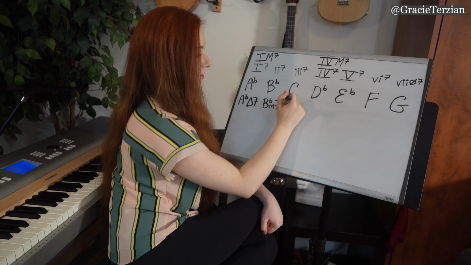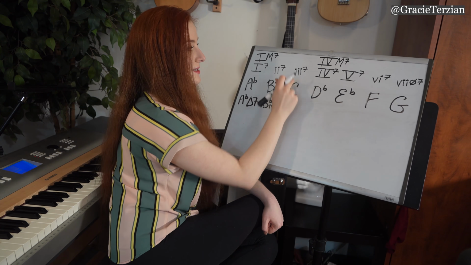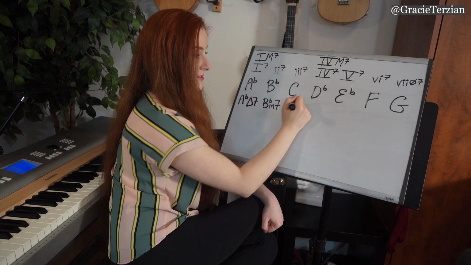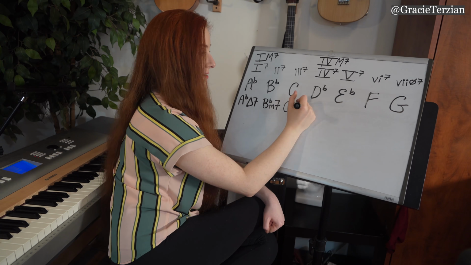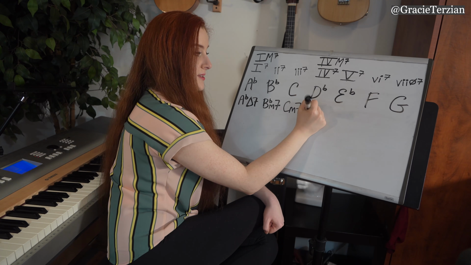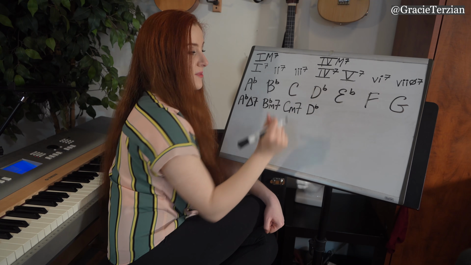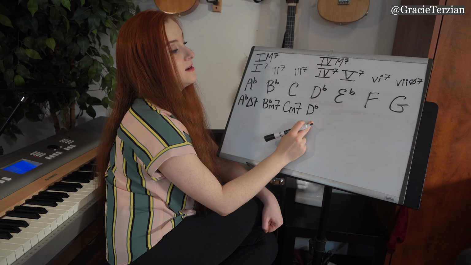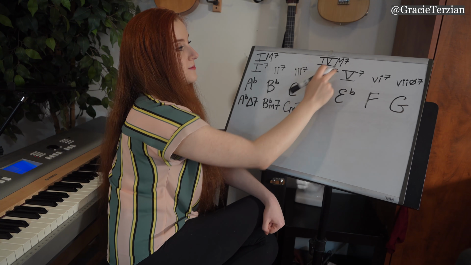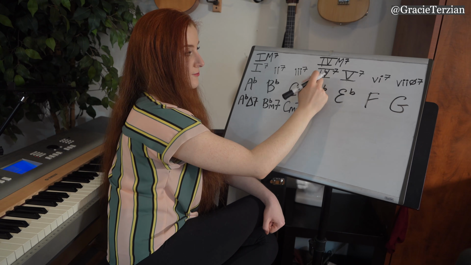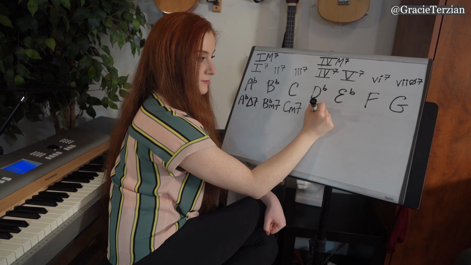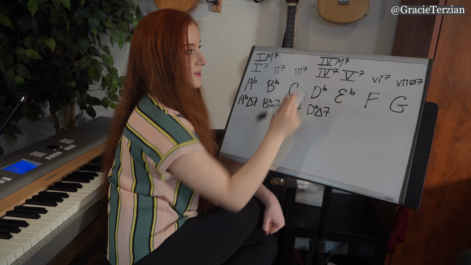Okay, what about the third chord? We know it's going to be C something. C, it's a lowercase 3, so it's going to be C minor, right? C minor 7. The fourth chord is going to be, we know it's going to be D flat something. D flat, and then, is it a major or minor chord? Well, it's uppercase number 4, so it's going to be major, D flat major 7, right?